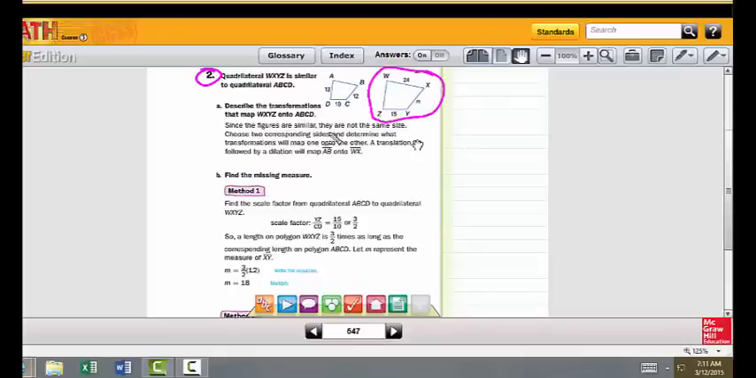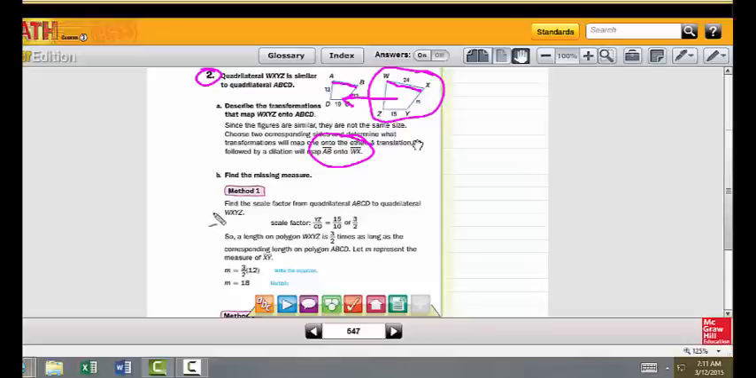Since the figures are similar, they are not the same size. Choose two corresponding sides and determine what transformations will map one onto the other. A translation followed by a dilation will map AB onto WX. In other words, we could slide this figure over to here and then shrink it, do a reduction, and we would have this figure mapped onto this. So we're just going to stick with just these two line segments for now.